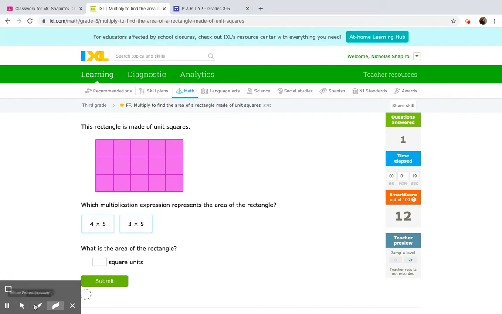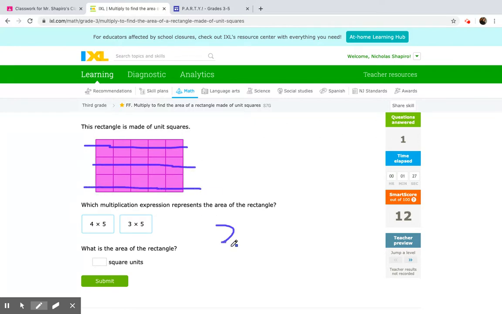Okay, I'll do one more. Again, you want to count the rows. This would be 1 row, 2 rows, 3 rows. So I'm gonna just write off to the side here. So that's 3 times. How many squares in 1 row? 1, 2, 3, 4, 5.